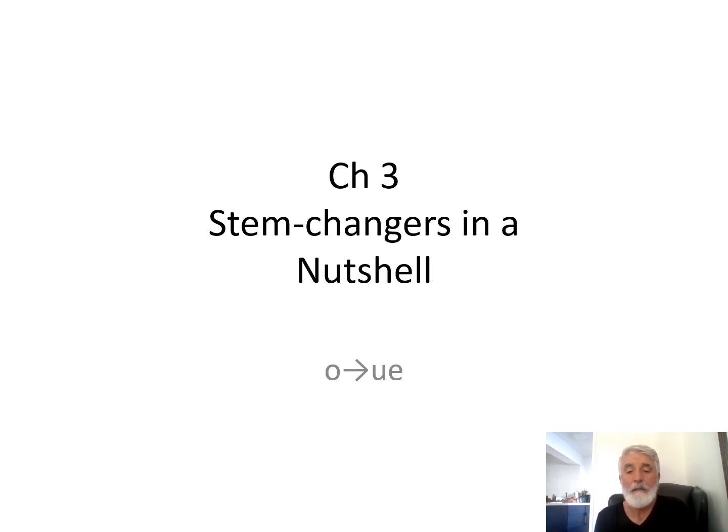Okay, let's look at stem changers, verbs that have a change in the stem. Now in chapter 3, we just learned how to conjugate regular verbs. There was a stem and we added an ending. But there are verbs where that stem can change in the conjugation. And one group of these stem changers is the stem changing verbs where the O of the stem changes to UE. Let's take a look at these.